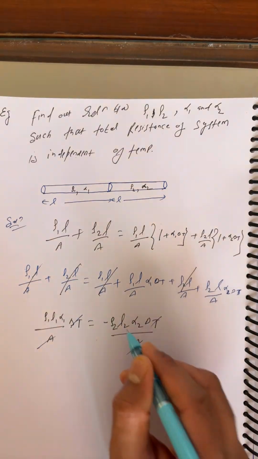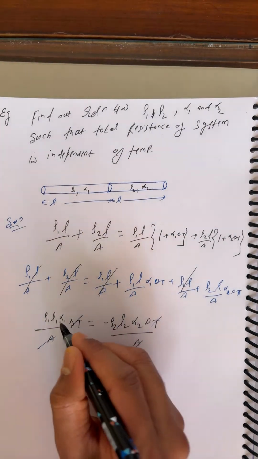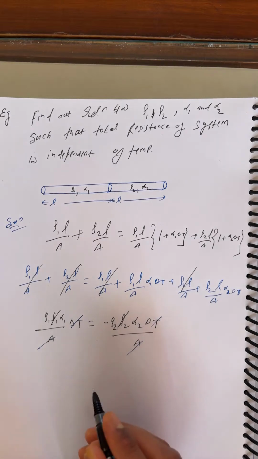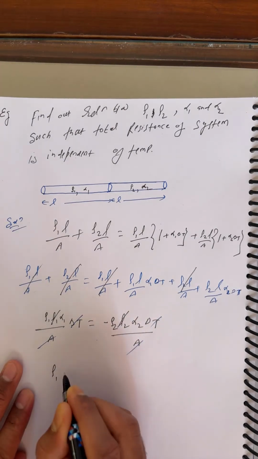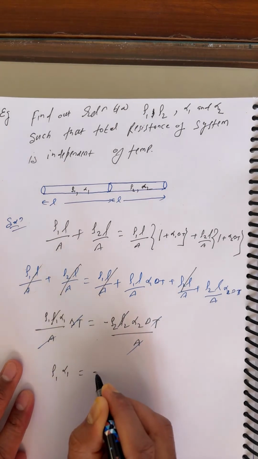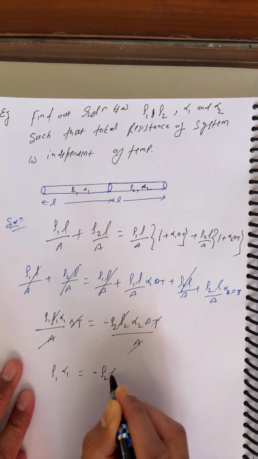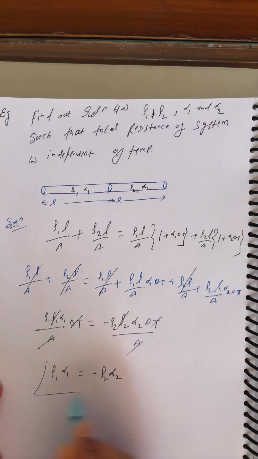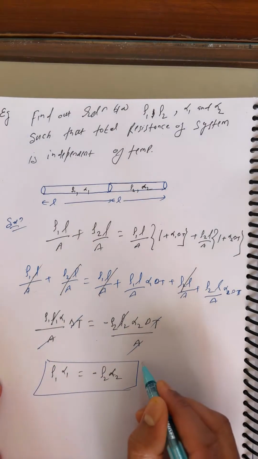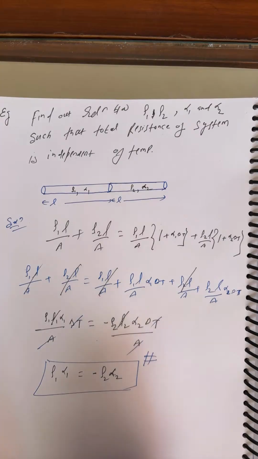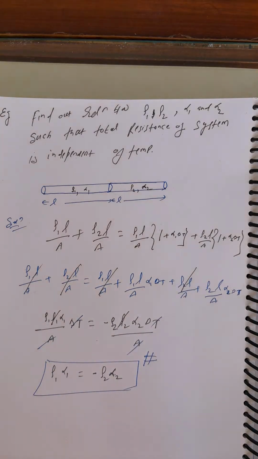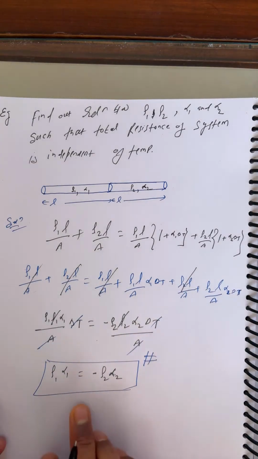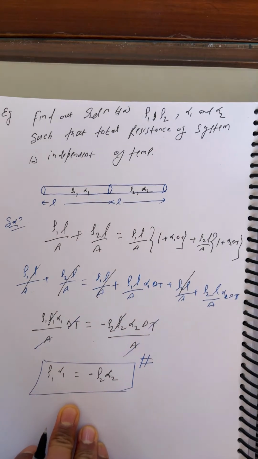L1 L2 beta remains. So again, you can say, sir, this L1 L2 also finished. So what you can write, my dear? Rho 1 alpha 1 is equal to beta d minus rho 2 alpha 2. Rho 1 alpha 1 is equal to minus rho 2 alpha 2. So this is the condition here for this question, my dear.